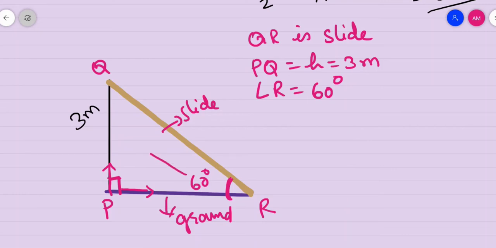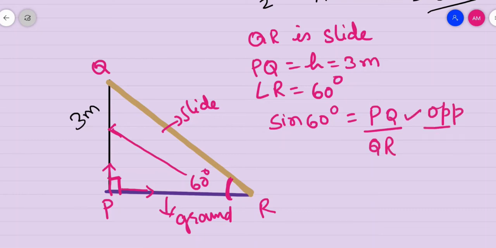Now again you can see that PQ is the opposite side of angle R. So you can take the sine ratio. Sine of 60 degrees will be equal to PQ by QR, PQ being your opposite side and QR being your hypotenuse. Now sine 60 is nothing but root 3 by 2. This you have to keep in mind. PQ is equal to 3 meters and QR is not known to you. You have to find the value of QR.